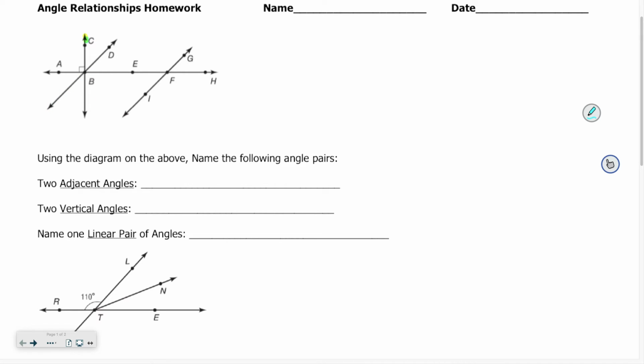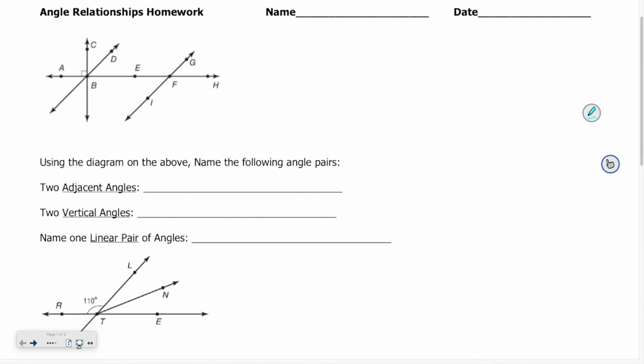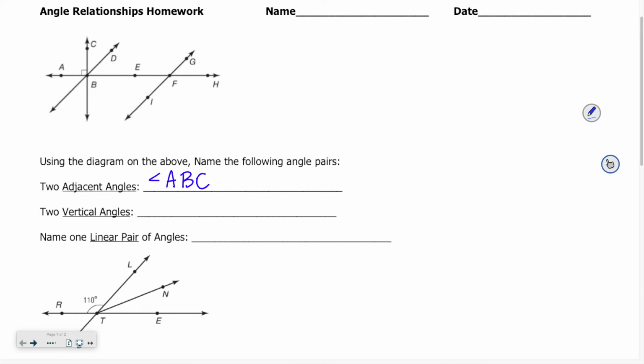Okay, so I'm going to write a pair of adjacent angles. It may not be the one you wrote, which is fine. Look at yours and see if you think you got yours correct. And if you want to ask me, I'll tell you. So I'm going to say angle ABC and angle CBE. Those are 2 adjacent angles. Determine if you think you got that right.